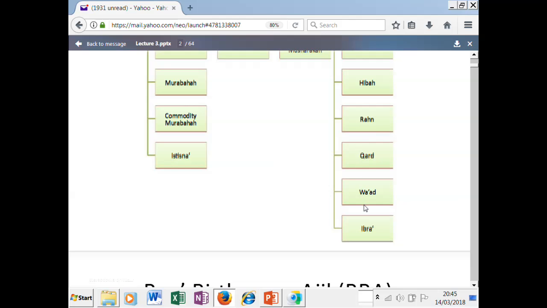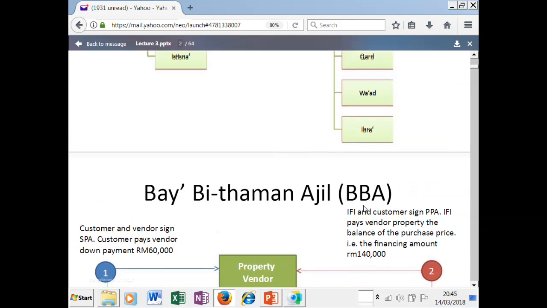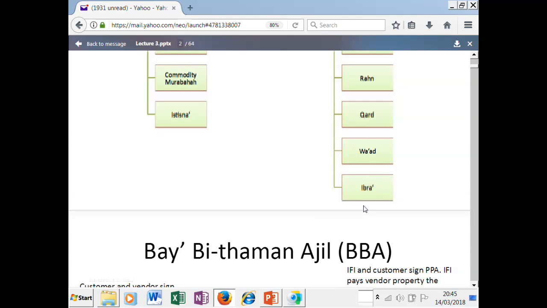Wa'ad is a promise. Okay, all right. Ibra is actually a rebate. Okay, rebate.